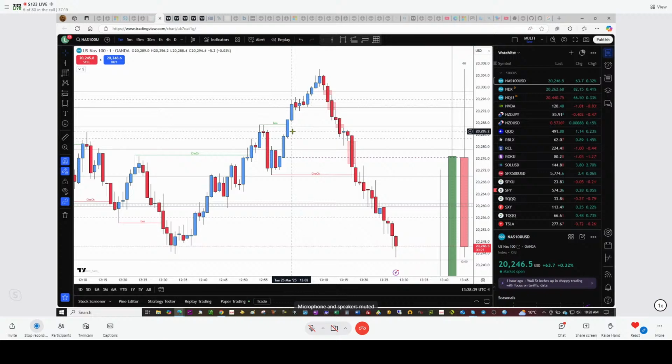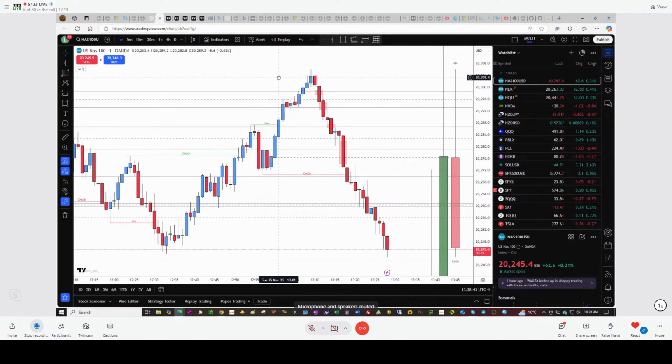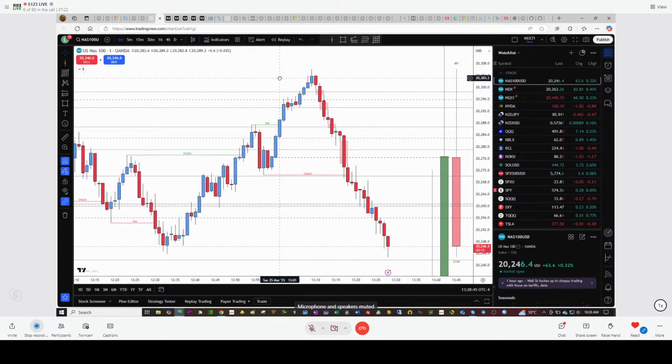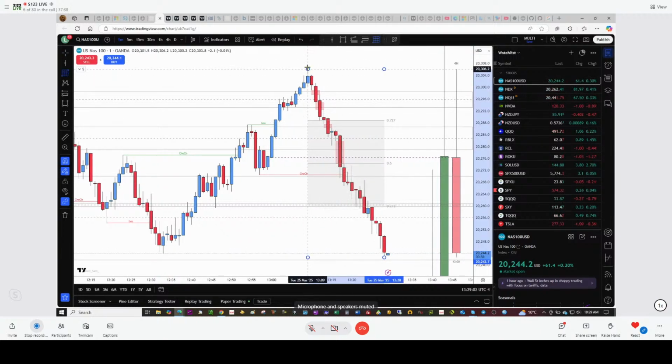Looks like we're pretty close to turning around on the NAS. It's got 100% retrace of that up. Yeah, they've broken that low. Wow. So can we come back up into this gap? Again, looking for about a 50% retrace of this entire move would put us right up at the gap.